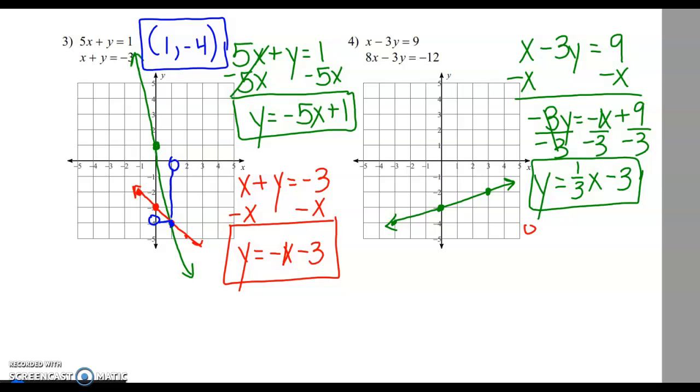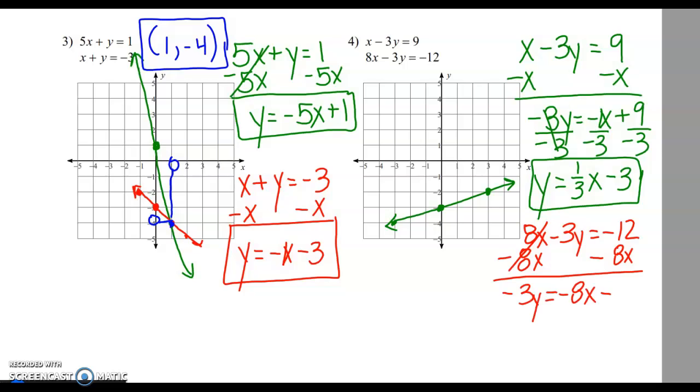Second equation, 8x minus 3y equals -12. I'd start to get rid of an 8x. I subtract 8x. So I've got -3y equals -8x minus 12. To get rid of a multiply by -3, we divide by -3. So we get y equals 8/3 x plus 4.